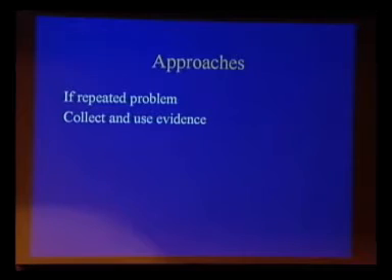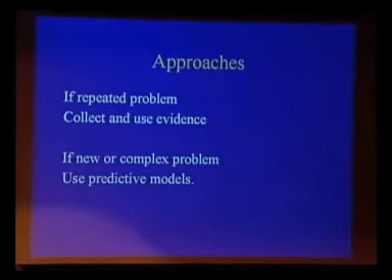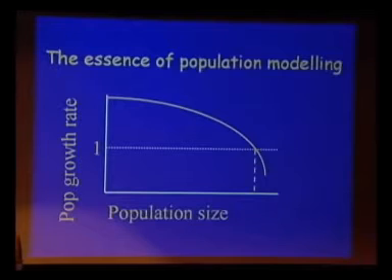So in conservation, I'd like to suggest we have two main approaches. If it's a repeated problem, if it's something that happens time and time again, then we can collect and use evidence-based conservation in order to find the solution. But very often there are new problems or they're particularly complicated problems, and then we need some new techniques. And what I'd like to do is describe here how we've been using predictive models in order to answer these sorts of questions. So this is the basic population biology.